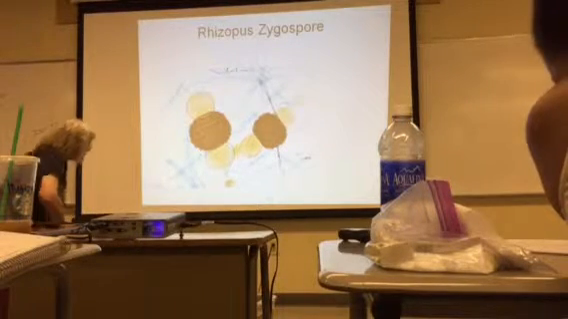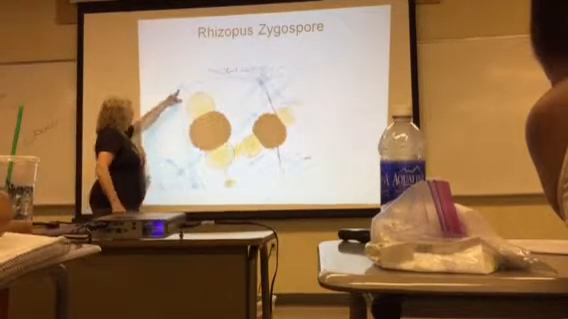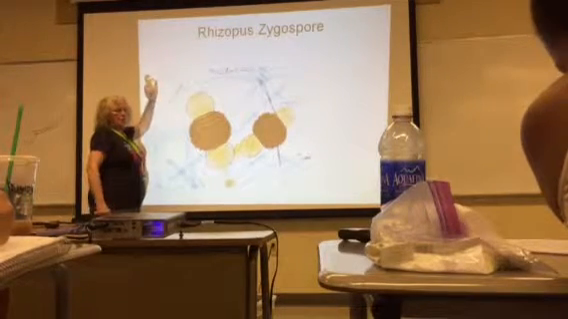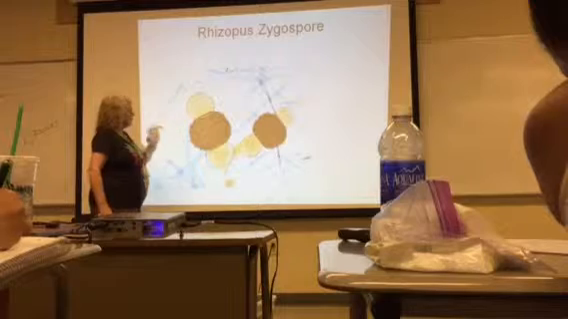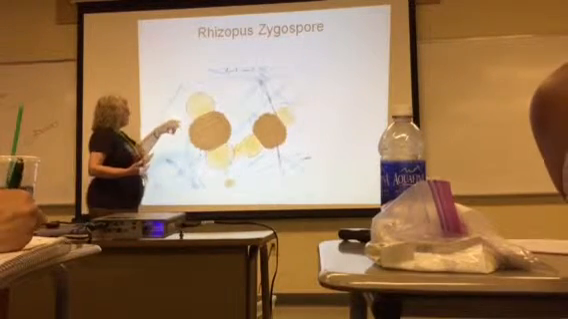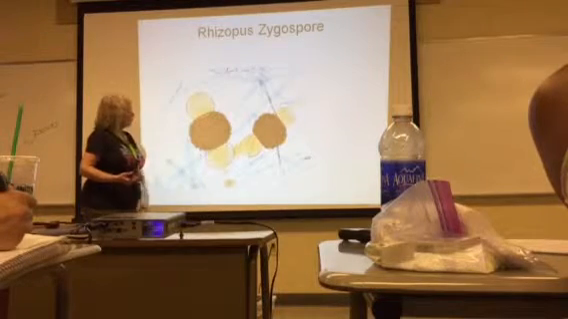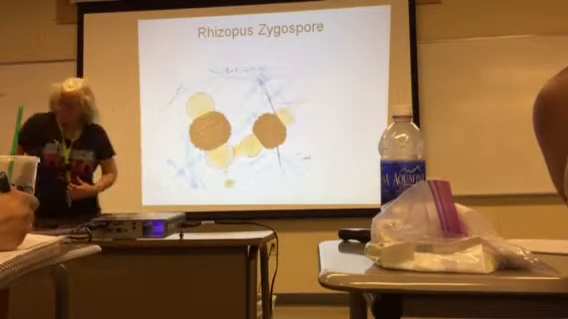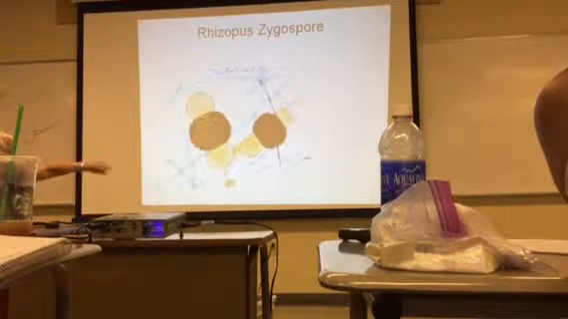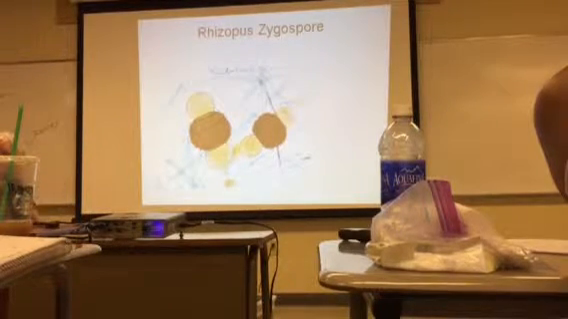So here's our zygote. Here's your hyphae. We had a hyphae that was a plus hyphae and one that was a negative hyphae. They came together, exchanged genetic material, and made this zygospore right there. And those little things on the ends are suspensors that kind of hold it together.